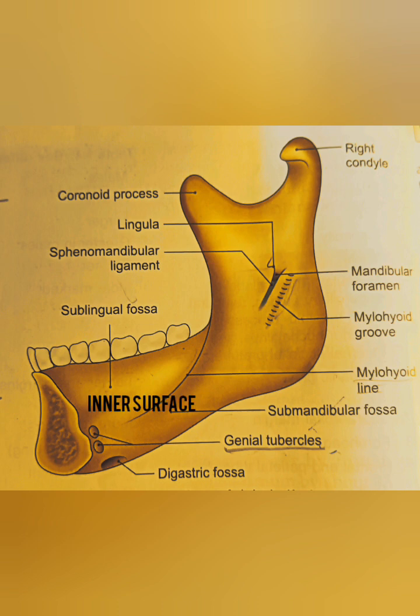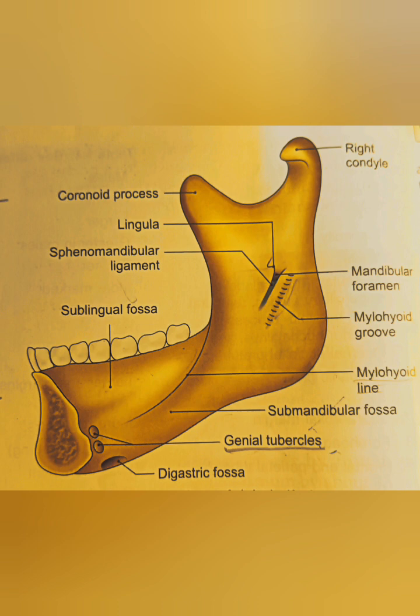Now we will discuss the inner surface of the body of the mandible. First, we will talk about the mylohyoid line. The mylohyoid line is a prominent ridge that runs obliquely downwards and then forwards from below the third molar tooth to the median area below the genial tubercles. You can see in this diagram that the mylohyoid line is running below the third molar. It is going to the median area towards the genial tubercles, and then it goes below the genial tubercles.